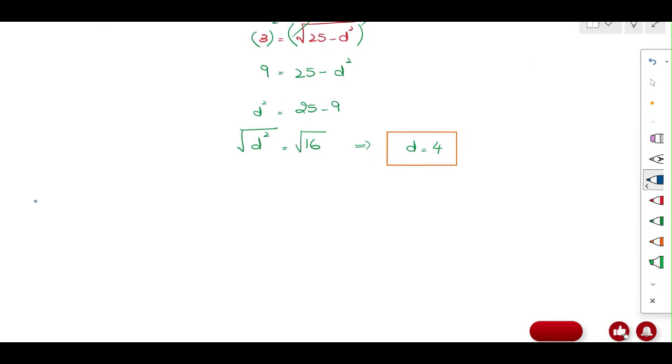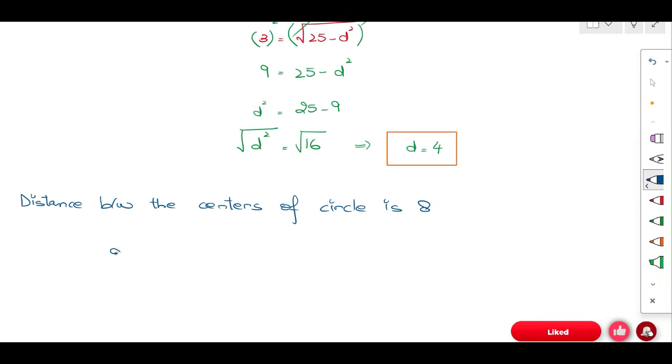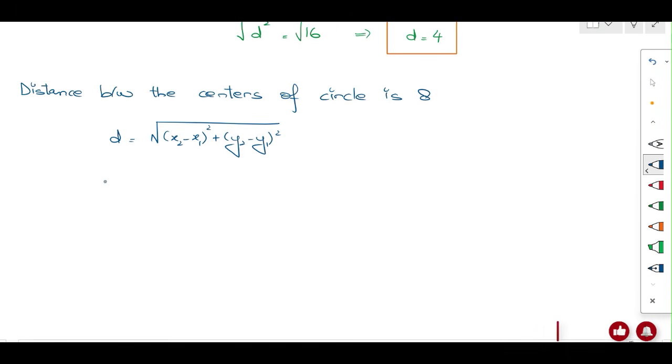Okay, now we can say the distance between the centers of the circles is 8, right? So the distance formula is basically the square root of (x2 minus x1) whole square plus (y2 minus y1) whole square. Okay, now the distance is 8.